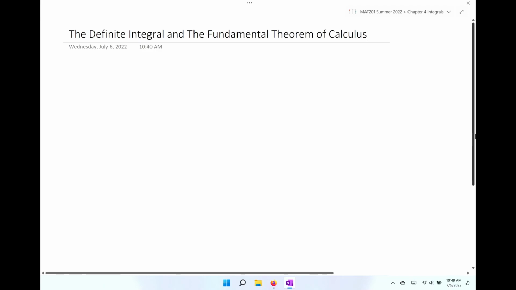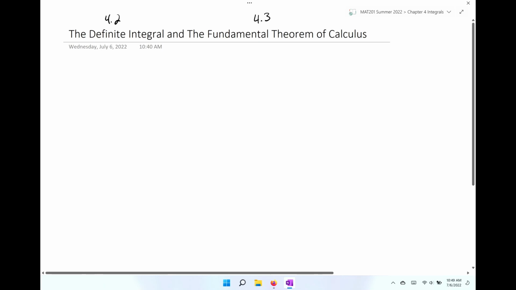All right, so the next two sections, we're just going to highlight the most important parts because it's the end of this chapter that I really want us to focus on. So the definite integral is actually section 4.2, chapter 4, section 2, and the fundamental theorem of calculus is section 4.3. All right, and I'm just going to combine these into both.